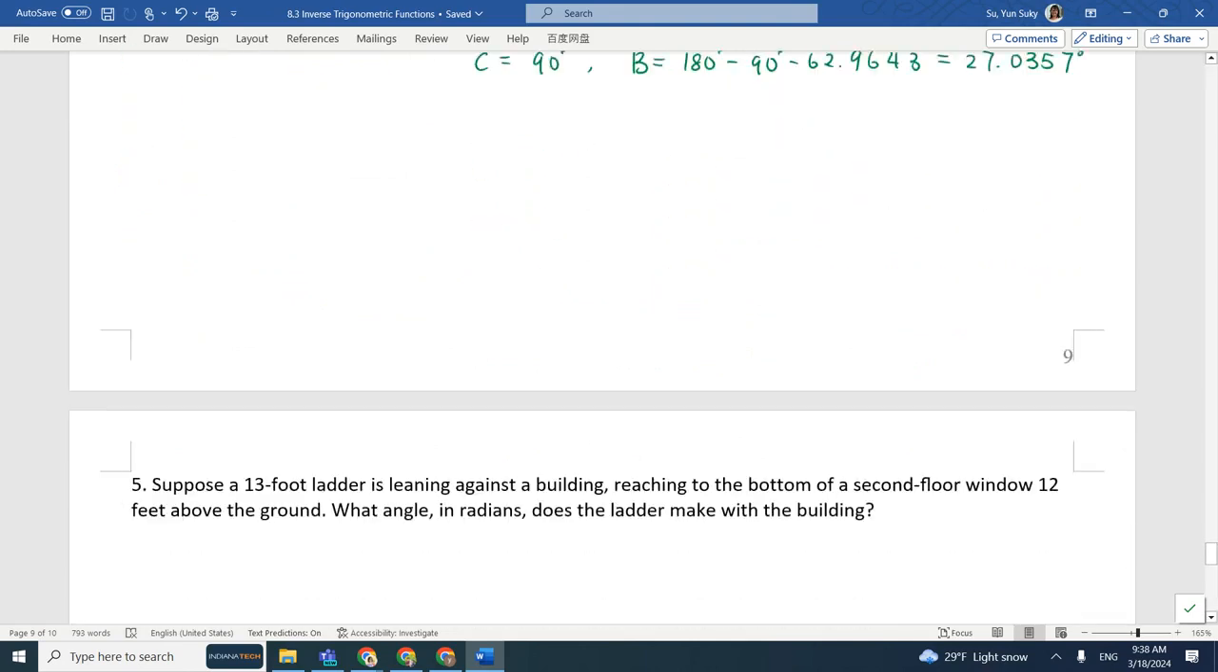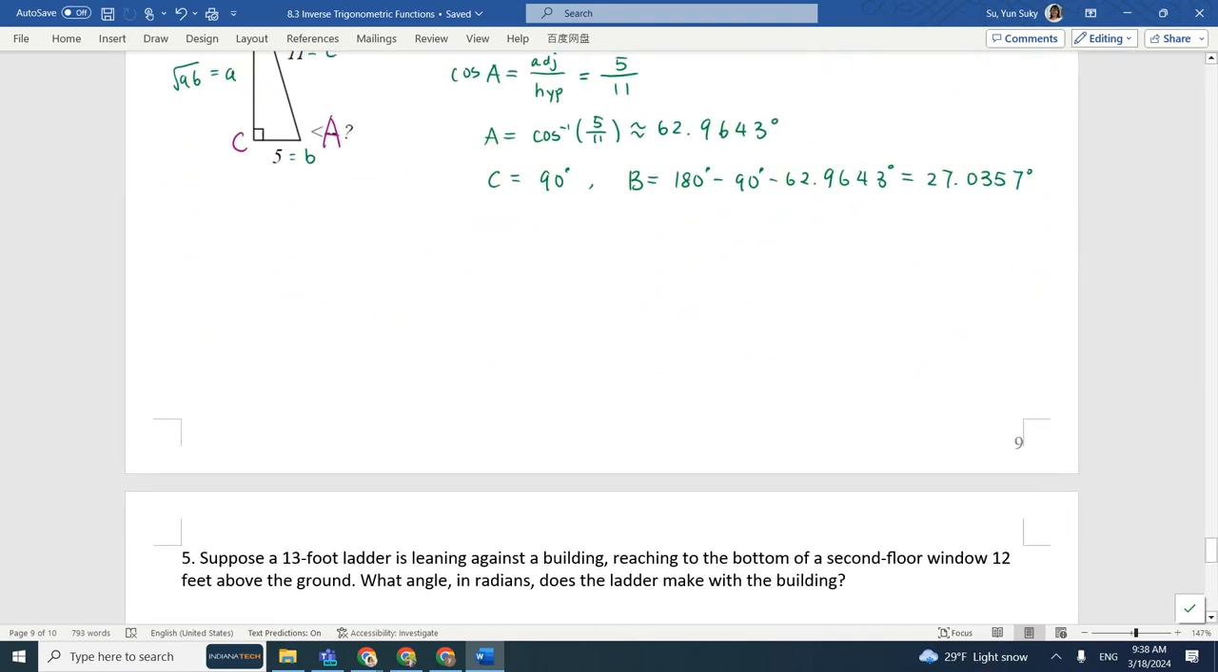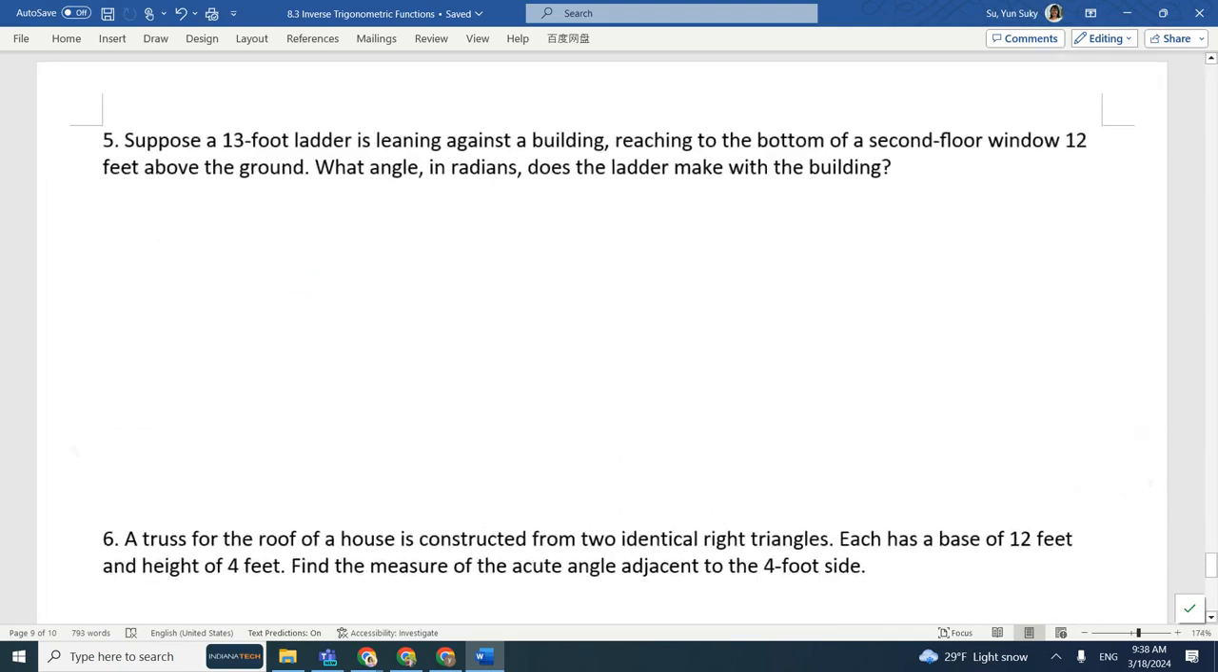Okay, so story problems. Number 5. Suppose a 13-foot ladder is leaning against a building, reaching to the bottom of a second floor window 12 feet above the ground. What angle in radians does the ladder make with the building? Okay, so let's draw the picture.